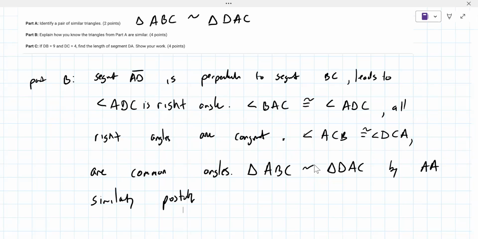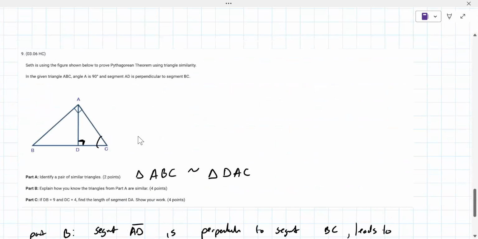All right, so for part C, it says that DB equals 9 and DC equals 4. Then find the length of segment DA. Okay, so we got to go back to the original triangles here. If DB equals 9, so that's this one here, and DC equals 4. So this is that proportionality.